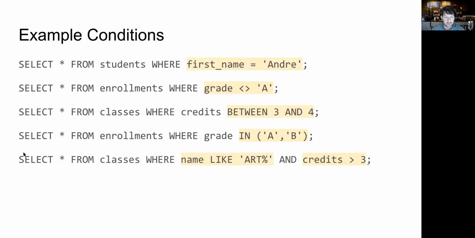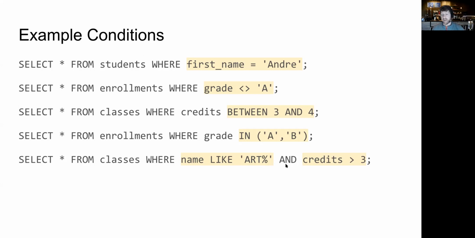And select star from enrollments where grade is in A or B. This last one is that wildcard. Select everything from the classes where the name, so the column name, is like art with a percentage sign. This percentage sign is essentially saying we want all the classes where the first 3 characters of the class name are art followed by anything else. So this would return all the classes that start with the word art, and it doesn't matter what is after that.